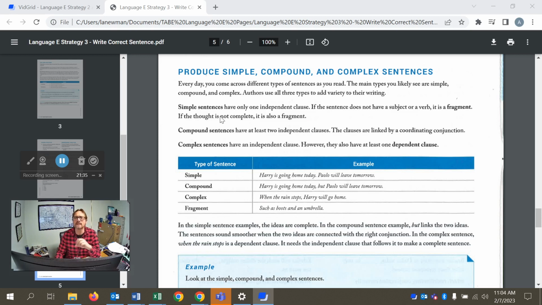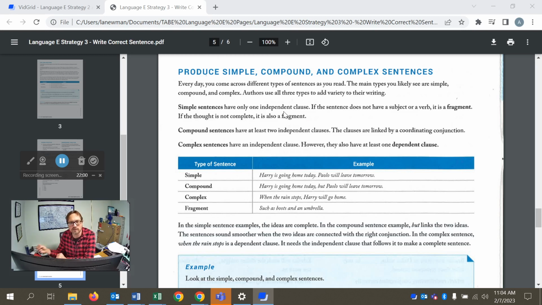Okay? Every day you come across different types of sentences as you read. The main types you likely see are simple, compound, and complex. Authors use all 3 types to add variety to their writing, and so should you. Simple sentences. They only have one independent clause. And an independent clause must have a subject and verb linked.